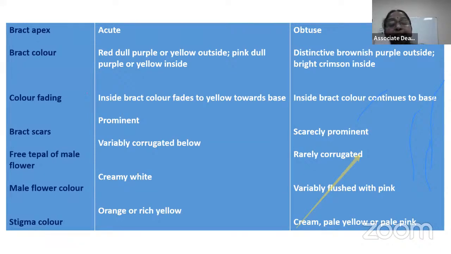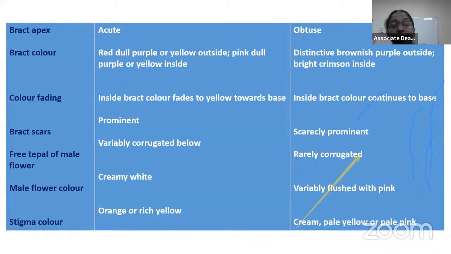And bract scars, if you observe, are more prominent, and they are scarcely prominent in case of Balbisiana. And the free tepal of male flower, if you see, is variably corrugated below, whereas they are rarely corrugated in Balbisiana. And male flower color, generally it will be creamy white. It is variably flushed with pink in case of Balbisiana. And stigma color, it is orange or rich yellow, whereas in Balbisiana, it is cream, pale yellow or pale pink.